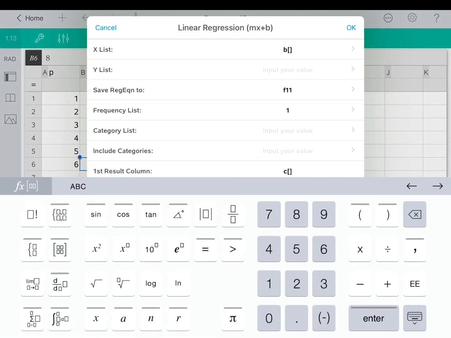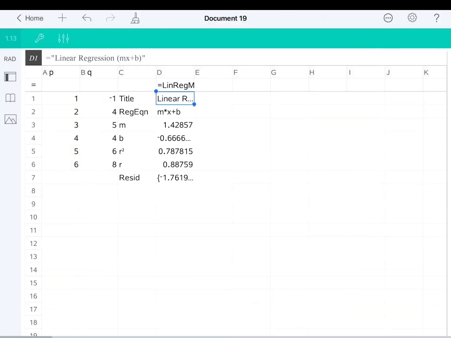Here we name our columns: P and Q. Voila, that is it. It gives me the gradient and then the y-intercept. PMCC, Pearson's product moment correlation coefficient, is the R. R squared is the coefficient of determination, which for the AA students you absolutely don't need to know.